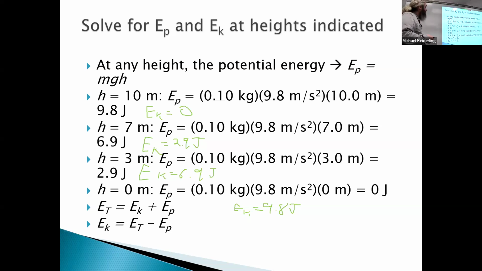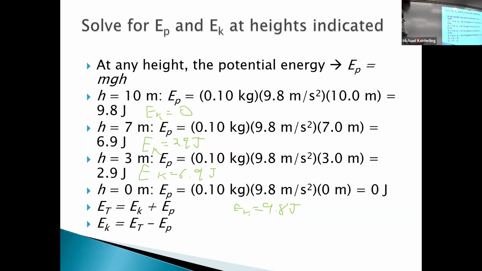So at 7 meters, we'll have 0.1 kilograms times 9.8 meters per second squared times 7 meters, which is 6.9 joules. 9.8 joules minus 6.9 joules will give us the remaining energy as kinetic, which will be 2.9 joules.